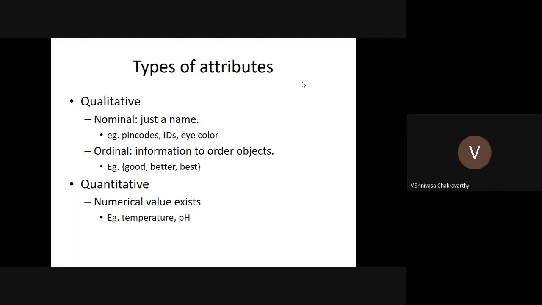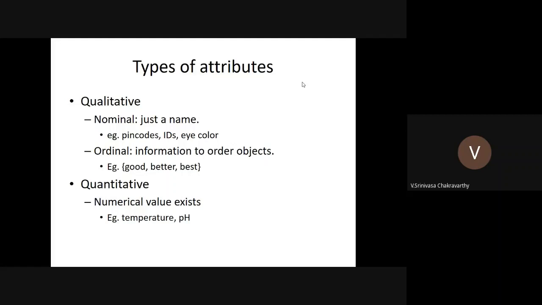Now, attributes can be qualitative or quantitative. And within qualitative, there are two categories. One is nominal. That is just a name. It's a label or a string. For example, pin codes. Although pin codes are numbers, with 6-digit or 5-digit numbers, they're not numerical values, in the sense that you cannot add up two pin codes and get a new pin code. It doesn't make any sense. It's like an ID number, so you cannot perform mathematical operations on that number. It's just a symbol, just like an ID.